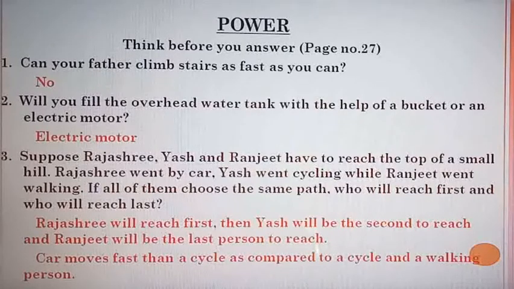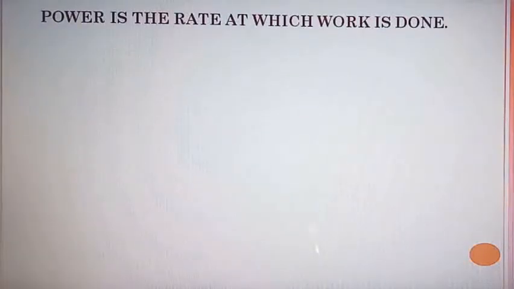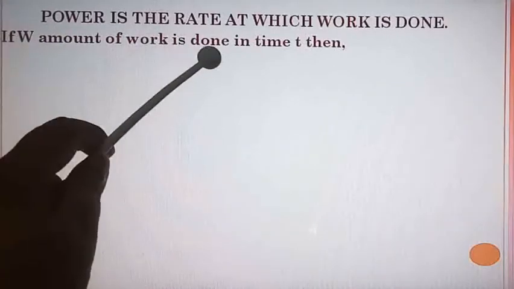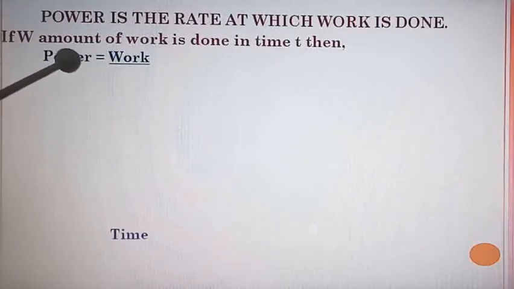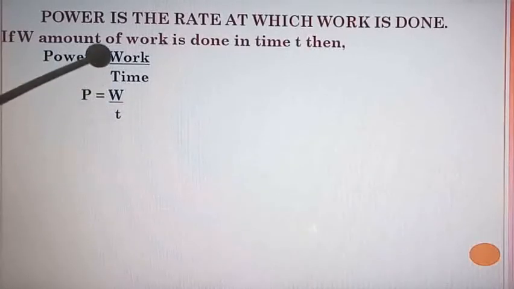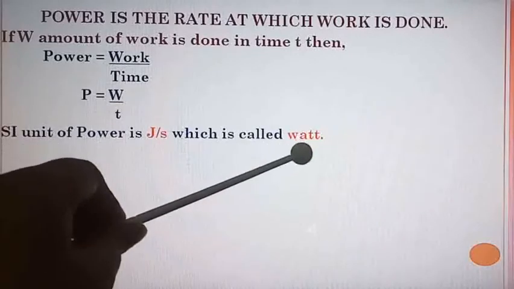So what is power? Power is nothing but the rate at which work is done. The fastness or slowness of the work done determines the power of the object. So if W amount of work is done in time t, then power is work upon time. So power, designated by capital P, is equal to W upon small t. So what will be the SI unit of power? You know the SI unit of work is joule and time is in seconds. So the SI unit of power is joule per second, which is called watt.